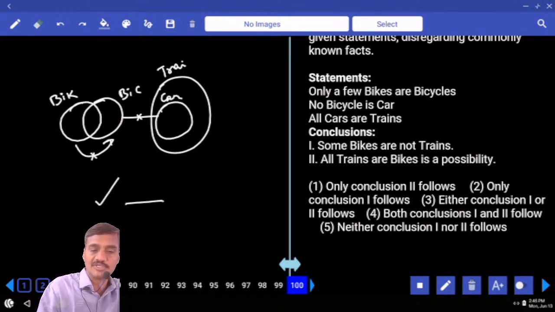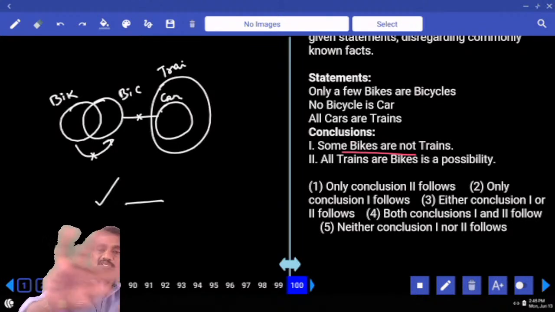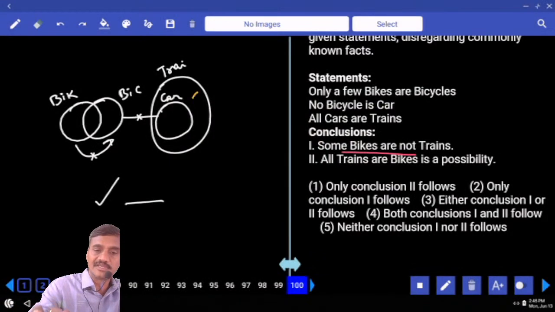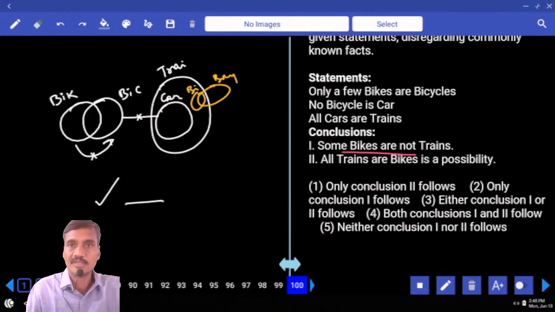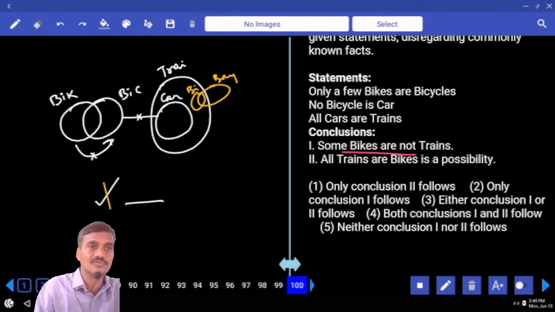And second one is a possibility. Now to make this one false, then we need to check out for alternate diagram. All bikes are trains. Tell me, is it possible to write all bikes are trains like this or not? Now this entire bike ఇలా రాసుకోవచ్చు కదా, ఇలా బైక్ రాస్తాం, బైక్తో పాటు బైసికల్ కూడా ఇలా రాసుకోవచ్చు. Clear? And alternate diagram to previous conclusion false.